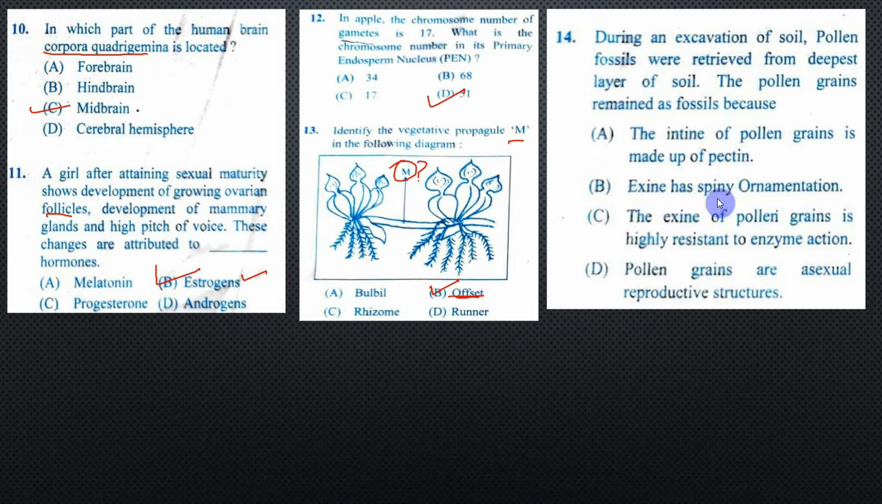Exine has a spiny ornamentation. The exine of pollen grain is highly resistant to enzymatic action. The pollen grains are asexual reproductive structures.